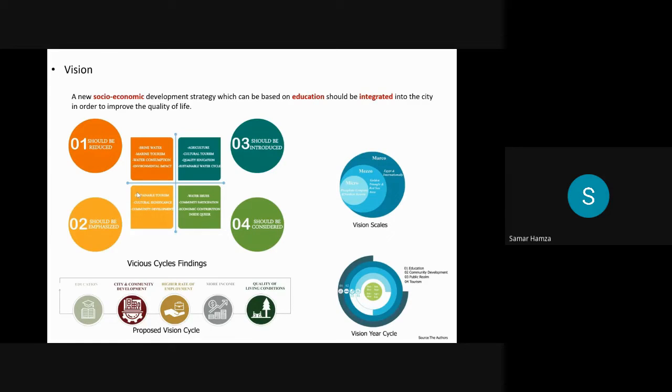And this led us to our vision, which is that we need to introduce a new socioeconomic development strategy, based on education, that can be integrated into the city in order to improve the quality of life. So here we have our proposed vision cycle. The cycle would be education that would lead to city and community development, then a higher rate of employment, then more income, and then a better quality of living conditions.